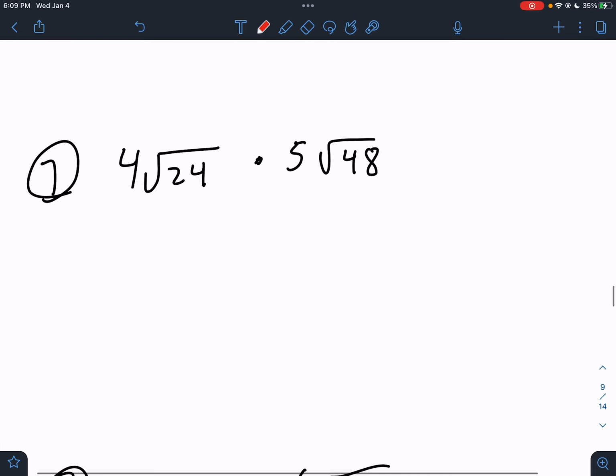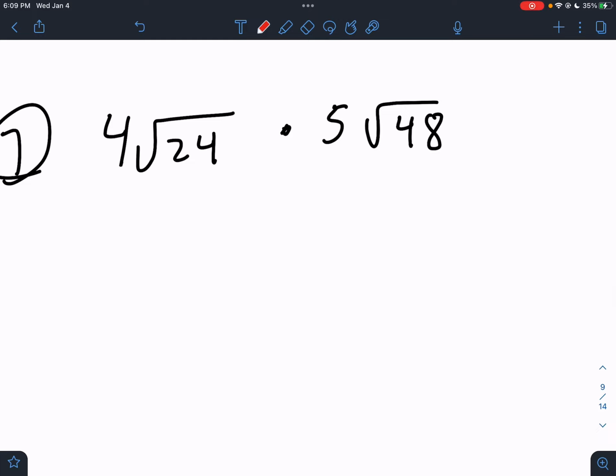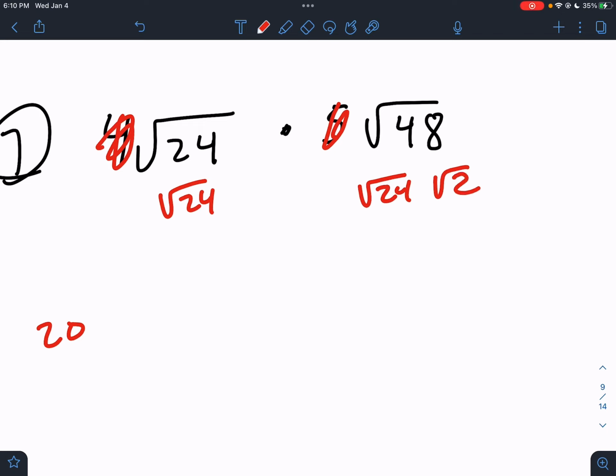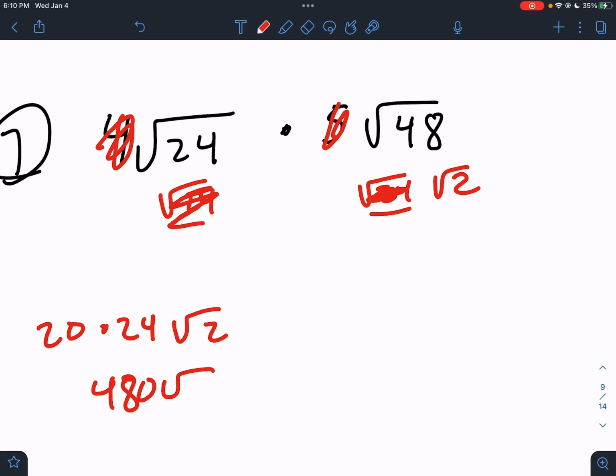4 root 24, 5 root 48. I'm going to do this one 2 different ways. First, I'm going to do it the fastest way. 4 times 5 is 20, right? So I take care of those. And then what is the GCF? It's not 2, it's not 3, it's not 4, it's not 6, it's not 8, it's not 12, it's 24. All those others were options, but the GCF is 24. So I'm going to leave this as root 24, but I'm going to break this into root 24 times root 2. And what is root 24 times root 24? Well, it's just whole number 24. And we're left with a root 2, leaving me with 480 root 2.